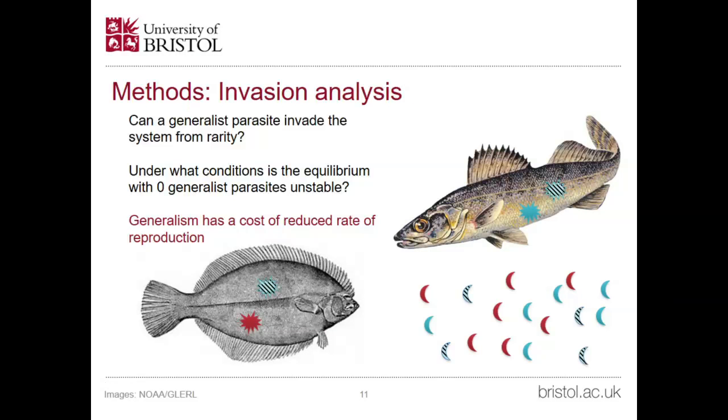And then we take that model where we have multiple hosts, multiple specialist parasites, and we introduce a generalist parasite. So the generalist parasite can infect both hosts and has some cost in the form of a reduced rate of reproduction in order to make it not just be a parasite that can invade no matter what. And we ask whether this generalist parasite can invade the system, or in terms of invasion analysis, whether the equilibrium where there's zero generalist parasites is unstable, meaning that when you introduce the generalist parasites, it would increase. And we looked at a variety of different scenarios, which I'm not going to go into much detail on, but we can talk about if you're interested.